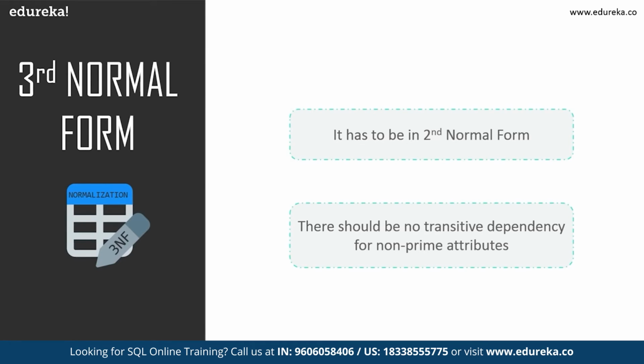The first condition is the table has to be in second normal form. And the second condition is no non-prime attribute is transitively dependent on any non-prime attribute which depends on other non-prime attributes. I know it's a bit confusing, so let me make it simple for you. It's like if C is dependent on B and in turn B is dependent on A, then transitively C is dependent on A.